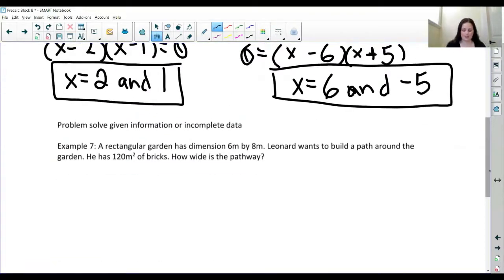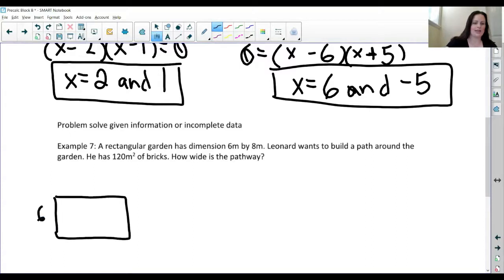All right. So here is a longer question. We're going to go through it. Hopefully I have enough room for it. If not, I'll have to add an extra page and go that way. So example 7, a rectangular garden has the dimensions 6 meters by 8 meters. So here's his garden, or their garden. And it's 6 by 8.